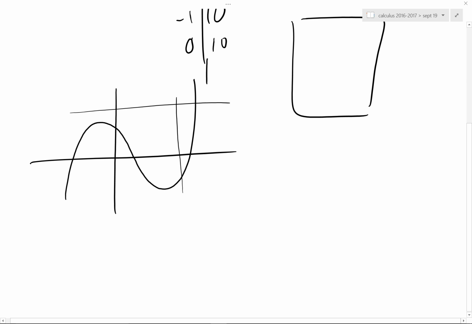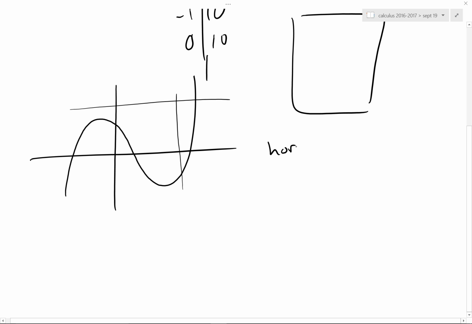It has an inverse? That's right. So it has an inverse that is a function. So the horizontal line test tells if the function's inverse is a function.